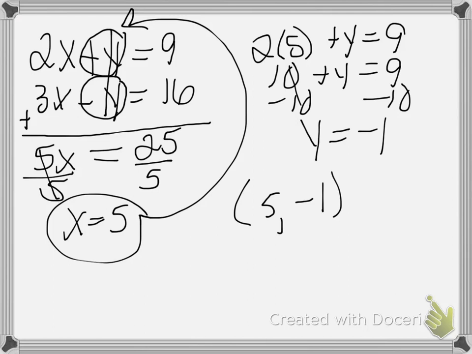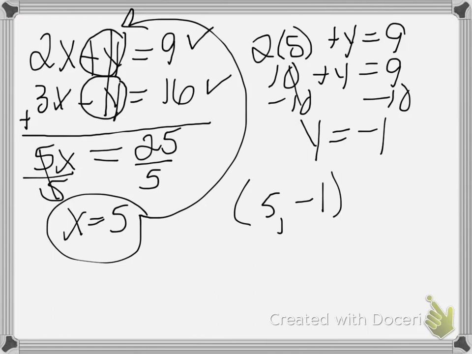Now if I want to check that, just like we did with substitution, I can put a 5 in the place of the x in each of my equations, and a -1 in the place of y, and do a real quick check step just to make sure everything's going to be okay. So 2 times 5 is 10, plus -1, so it's really just 10 minus 1, which is 9, so I know that equation checks out. Then 3 times 5 is 15, minus -1, so it becomes plus 1, so 15 plus 1 is 16. I know that we have a correct answer.